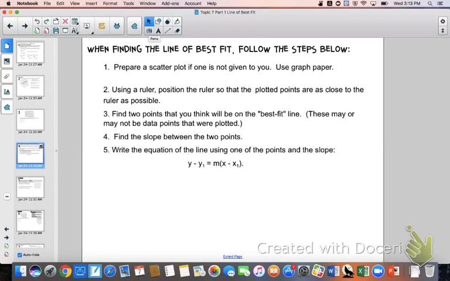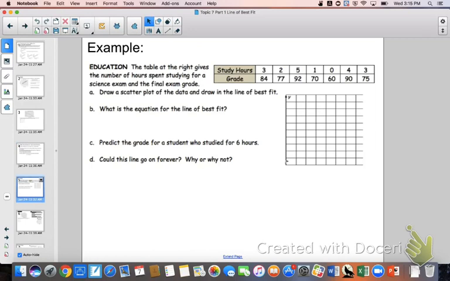Step 4, you find the slope between the 2 points, and then you write the equation using one of the points and the slope. You can use point slope form there. Okay, so here's an example.